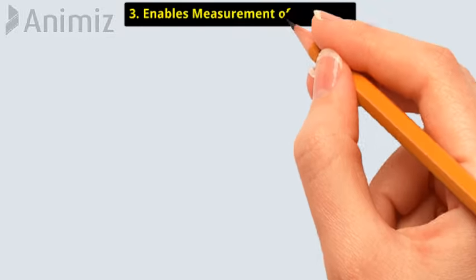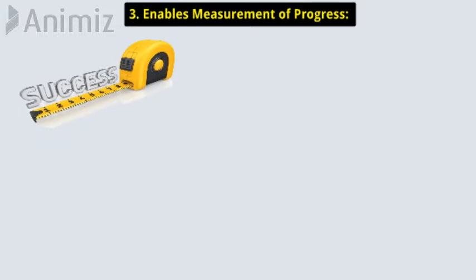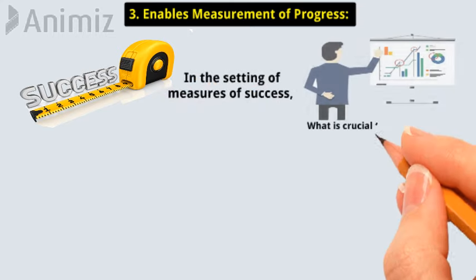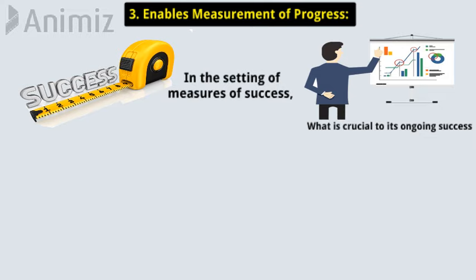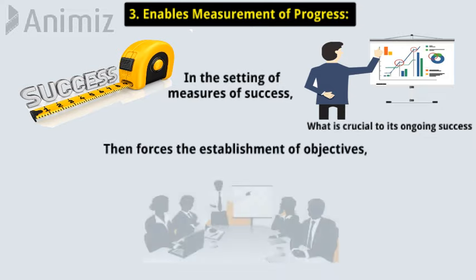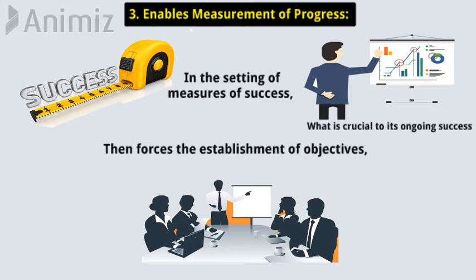3. Enables measurement of progress. Strategic management allows an organization to measure its success. In the setting of measures of success, the organization first decides what is crucial to its ongoing success, and then forces the establishment of objectives and holds these crucial measures in front of the board of directors and senior management.